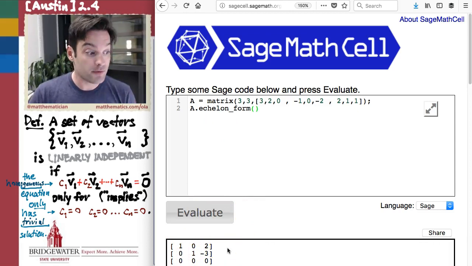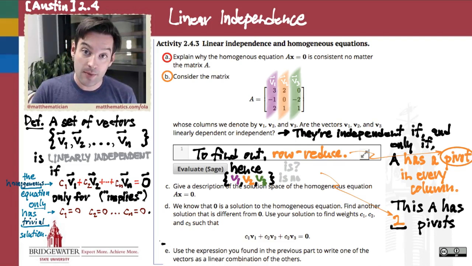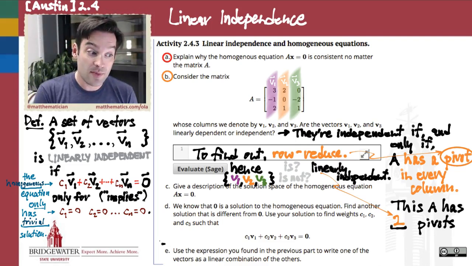So after we've done enough row operations to get as many ones on the diagonal as we can and zeros underneath, how many pivots do you see here? That's right. There are 2 pivots in this particular matrix. And therefore, this matrix has 2 pivot columns. So what then do we conclude about the 3 columns of this matrix?